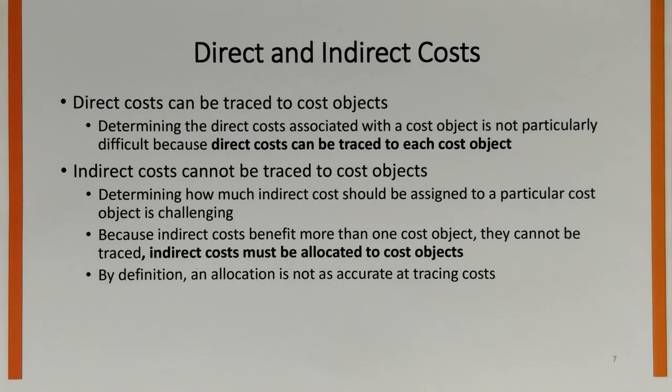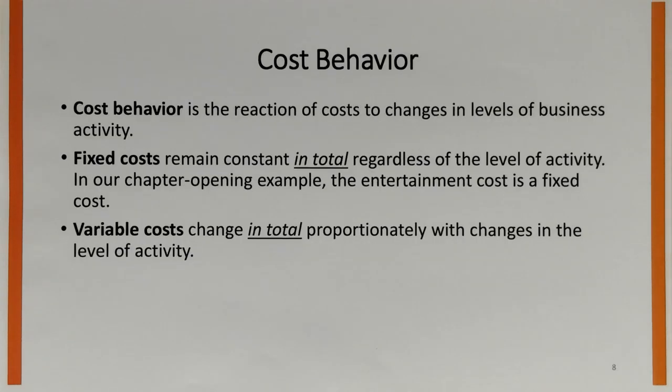Now, it stands to reason that when we trace direct cost to cost objects, the cost is very accurate. On the other hand, when we allocate cost to cost objects, such as allocating the indirect cost, it's much less accurate. We try to do our best, but allocation is never as accurate as tracing cost to cost objects. The next thing I'd like to talk about is cost behavior. Cost behavior is the reaction of cost to changes in the level of business activity, or really, in the level of any activity.